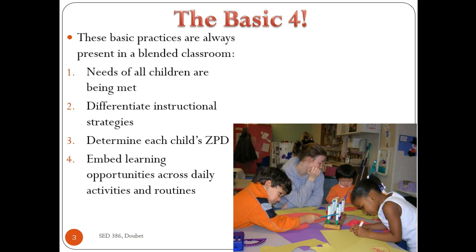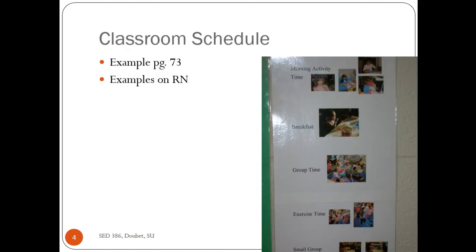We're also going to think about and determine each child's zone of proximal development, and there's a nice section in your chapter about that topic. If this is a new topic for you, I encourage you to wrap your head around it. You're going to hear a lot about ZPD, or zone of proximal development, in our early childhood courses. And number 4, making sure that we are embedding opportunities for specific learning for individual children across the day, throughout our schedule, and throughout different routines and activities that we have in our daily schedules. And we'll spend some time talking about those schedules right now.